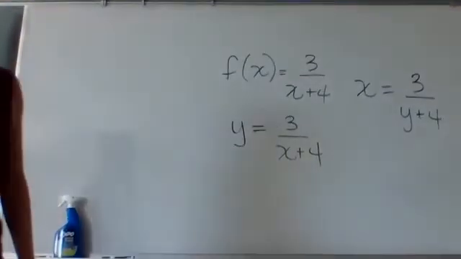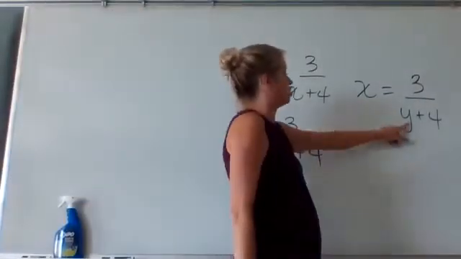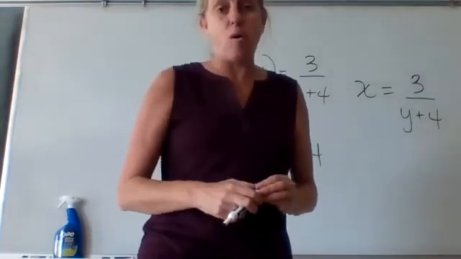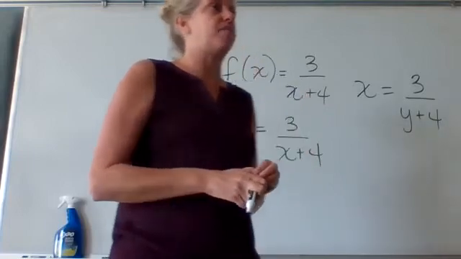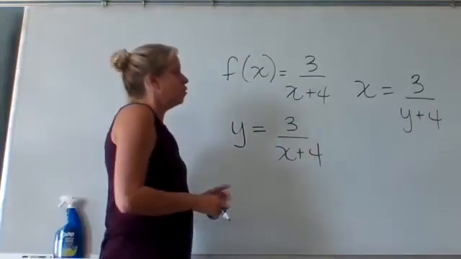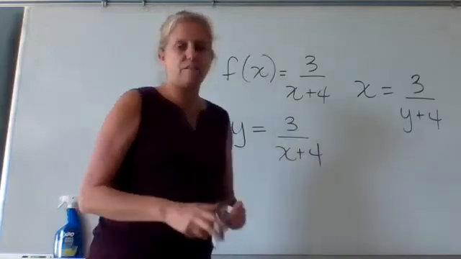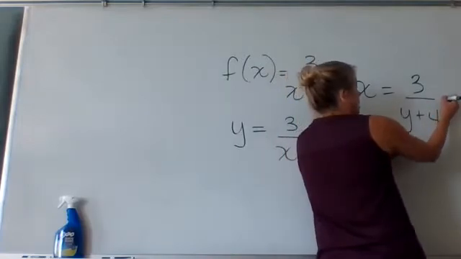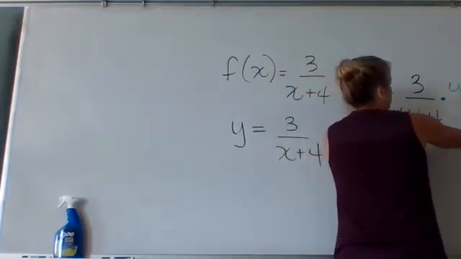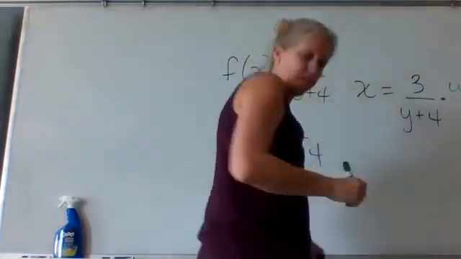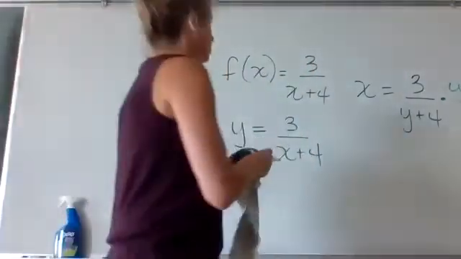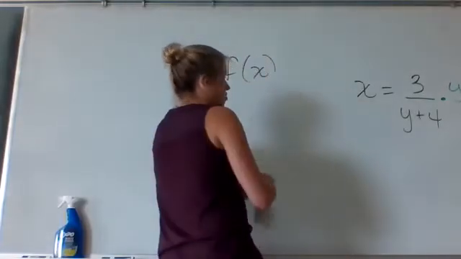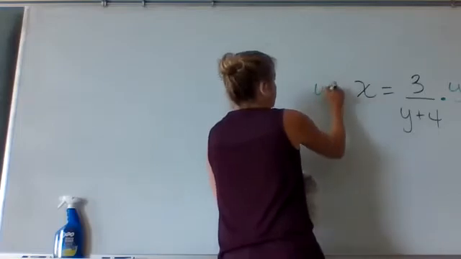Now, the last part of finding the inverse is that your y has switched spots, but you always want the y to be by itself so that you could graph it if you wanted to. You're not going to have to, but if you wanted to graph it, you want y to be by itself. Since the y is in the denominator, the first thing you're going to do is fix that, which means multiplying both sides by this denominator. So I'm multiplying both sides by that y plus 4.